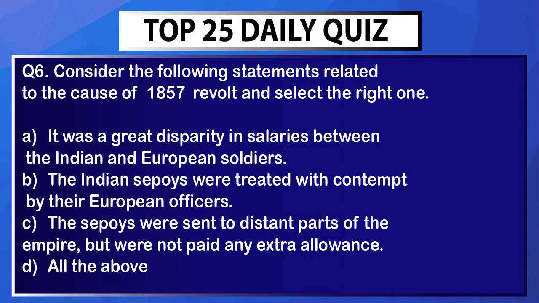Question 6th. Consider the following statements related to the cause of 1857 revolt and select the right one. Option A. There was a great disparity in salaries between the Indian and European soldiers. Option B. The Indian sepoys were treated with contempt by their European officers. Option C. The sepoys were sent to distant parts of the empire but were not paid any extra allowance. Option D. All the above. The correct answer is option D. All the above.